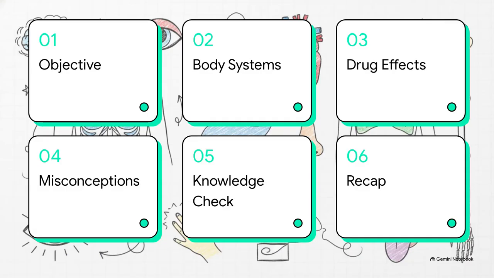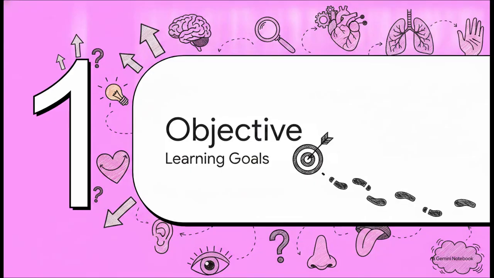Okay, let's dive into this. Here's our mental map for today's explainer. We're going to hit our objective, break down the body systems, look at a practical example of drug effects, do a quick misconception check about our senses, run through a formative check, and then wrap it all up with a recap. Let's kick things off right away with our specific learning goals for this explainer.